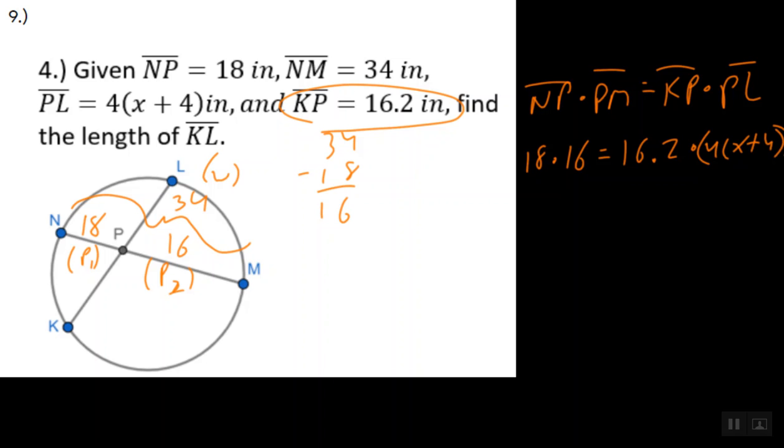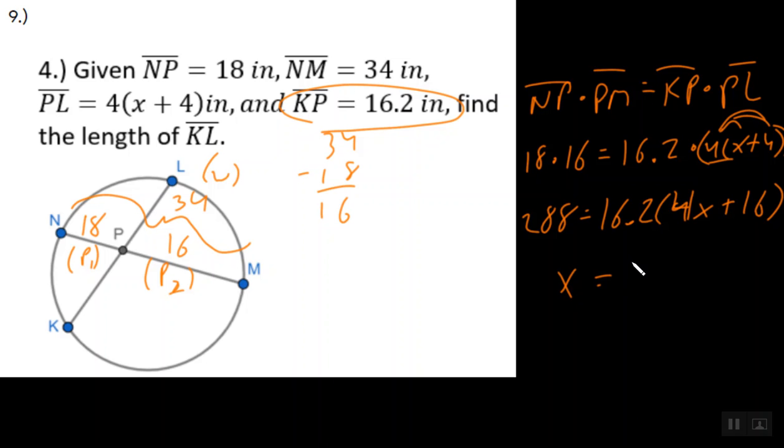Now that's a fairly tricky equation, so let's go ahead and get started, and let's figure out how we're going to simplify this. So the first thing we'll do is 18 times 16, which is 288, is equal to. Here, let's just go ahead and distribute inside this itty bitty parentheses. We have 16.2 times 4 times x is 4x, and 4 times 4 is plus 16. Now at this point, I think you actually have enough information to solve this on your own.